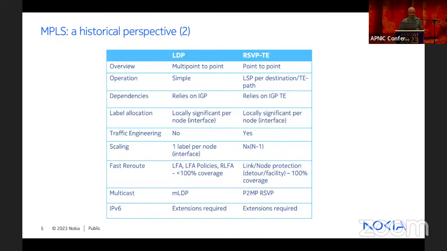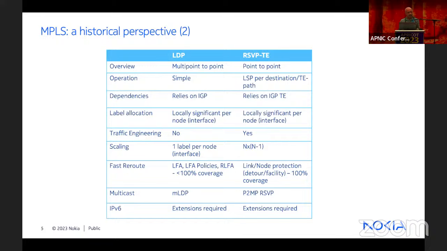Now, from a label allocation perspective, they're all fairly similar. Labels are locally significant. That's pretty much all we've known when it comes to unicast MPLS forwarding in networks. Labels are locally significant. What that means is that at every hop, the label changes. We're used to that, right? We run MPLS networks. We know how that actually works. Traffic engineering, as I said, LDP does not support it. RSVP-TE does, right? So there's a clear differentiator here.